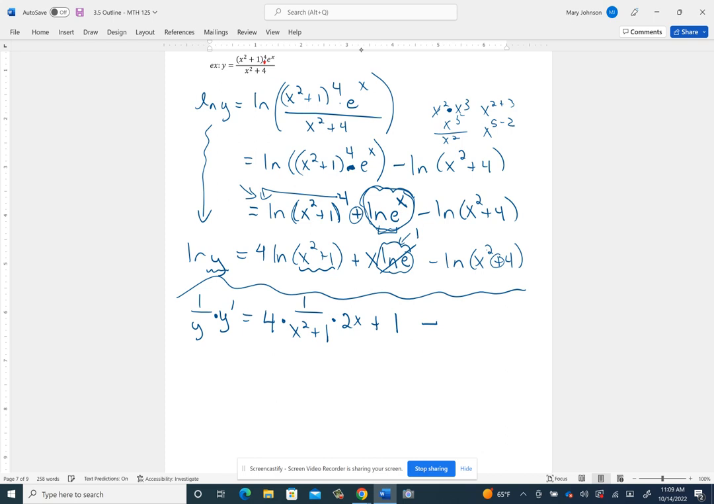And then on this one, I would get 1 over x squared plus 4 times the derivative of the inside, which would be 2x. Okay, so now we just collect stuff. We have 8x on top. 4 times 2x is 8x over x squared plus 1. And then we have plus 1, then minus 2x over x squared plus 4. This is 1 over y times y prime.